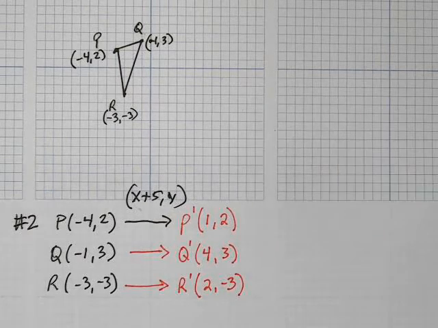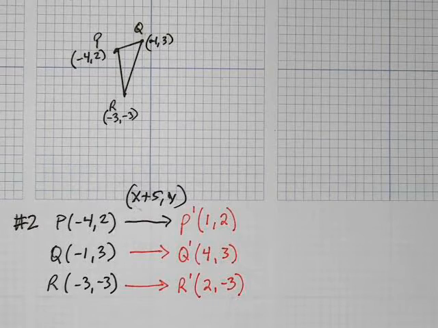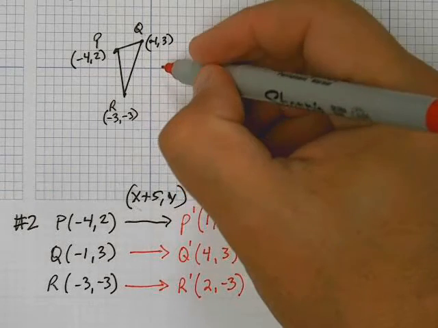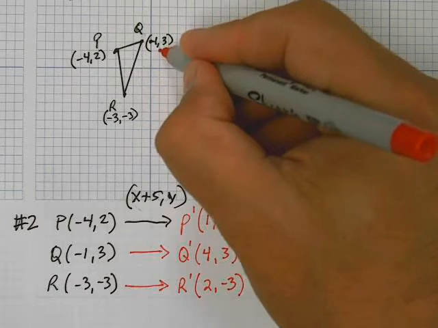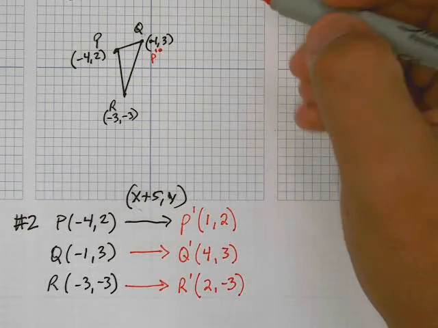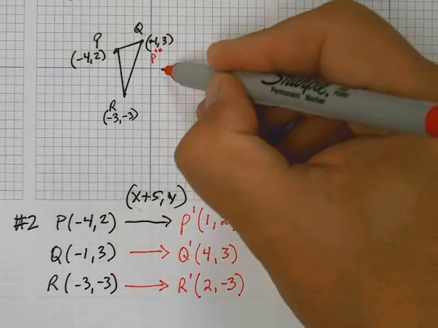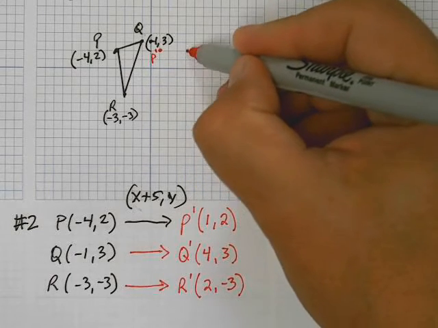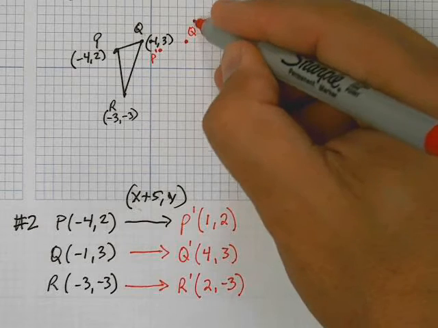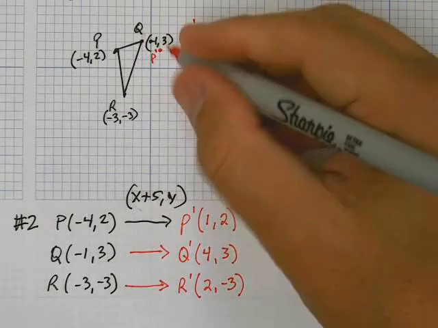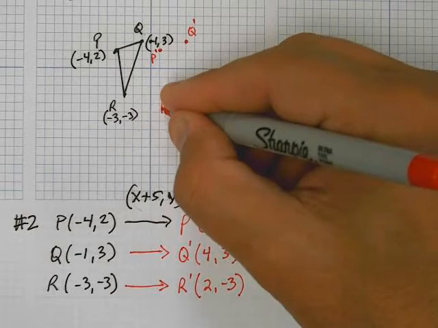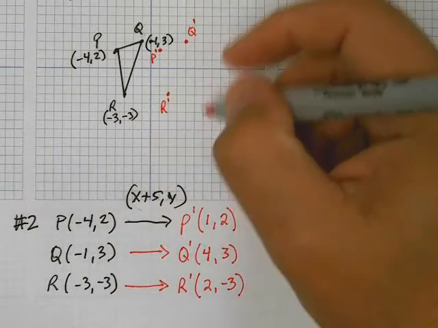Does it tell us to graph? It says draw the image. Yeah, it wants us to draw the image. So let's just plot these points. We go 1, 2. So that's going to be right there. There's my P prime. And then Q is 4. 1, 2, 3, 4. 1, 2, 3. And then that's Q prime. And then 2, -3. And 2, and then -3. And that would be R prime.